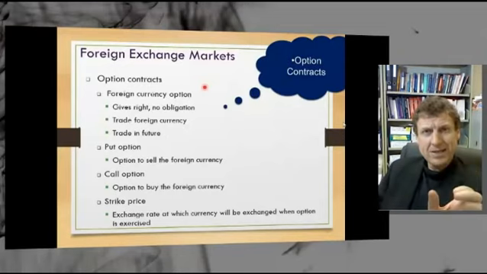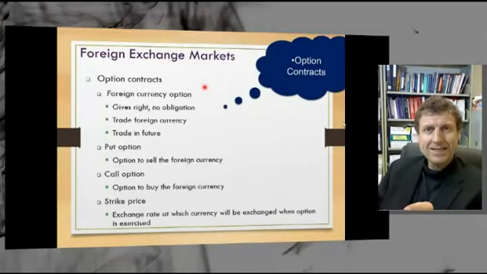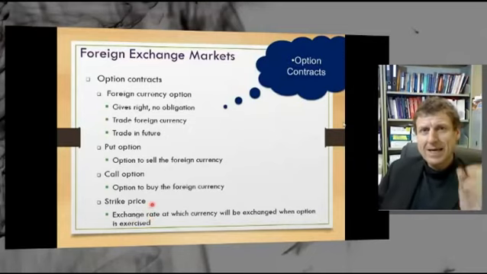Or you exercise it and then you lock in the strike price that the option has given you into the future. So basically a foreign currency option gives a right but not the obligation to trade foreign currency in the future. And so the put option is an option to sell the foreign currency, a call option is an option to buy the foreign currency in the future. And the strike price is the rate at which the currency will be exchanged when the option is exercised. So the strike price is a particular contract feature in the option.